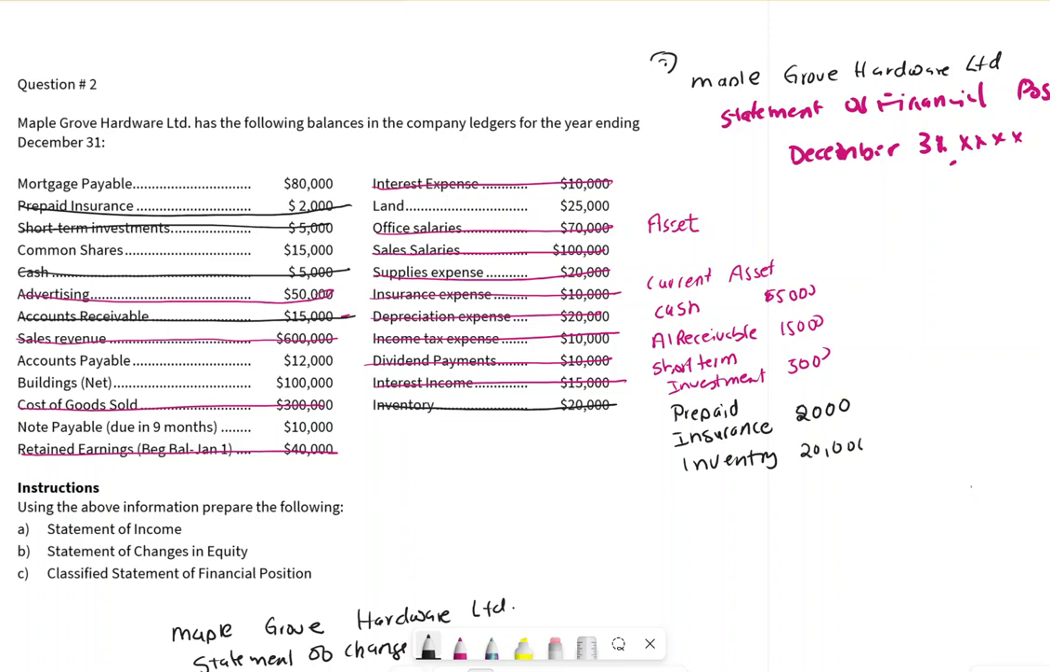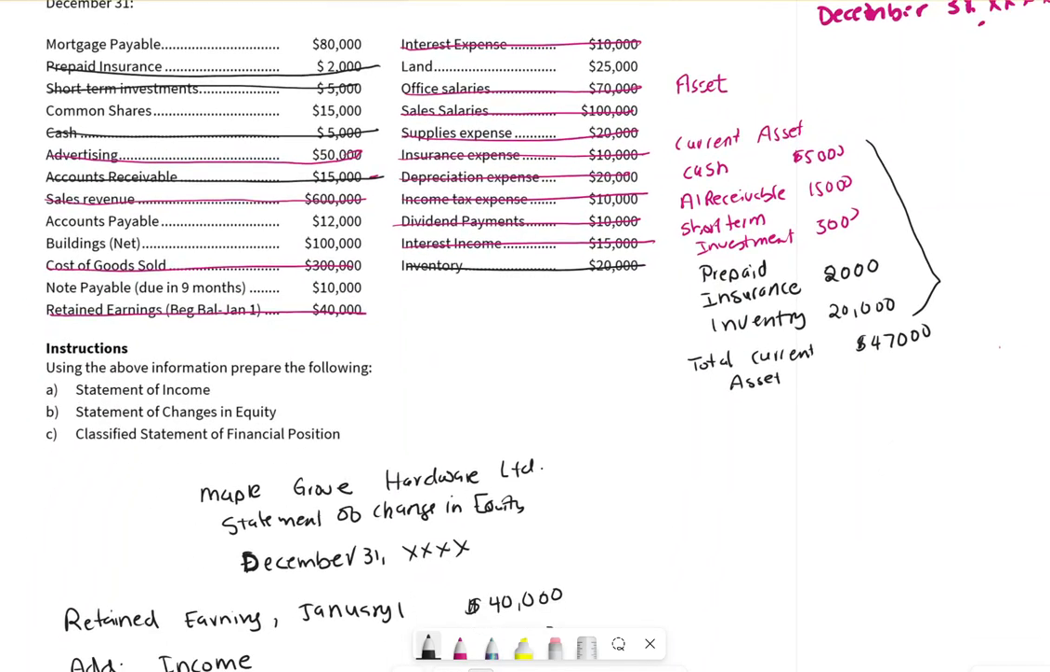So now what we have to do is add up all of them. They will be called total current assets. So we have total current assets, we add it together, and that is my 47,000. So after the current assets, we have something called non-current, or we could say long-term assets. So in this case, that is my non-current assets. What do we have? I have a land, we have a building.